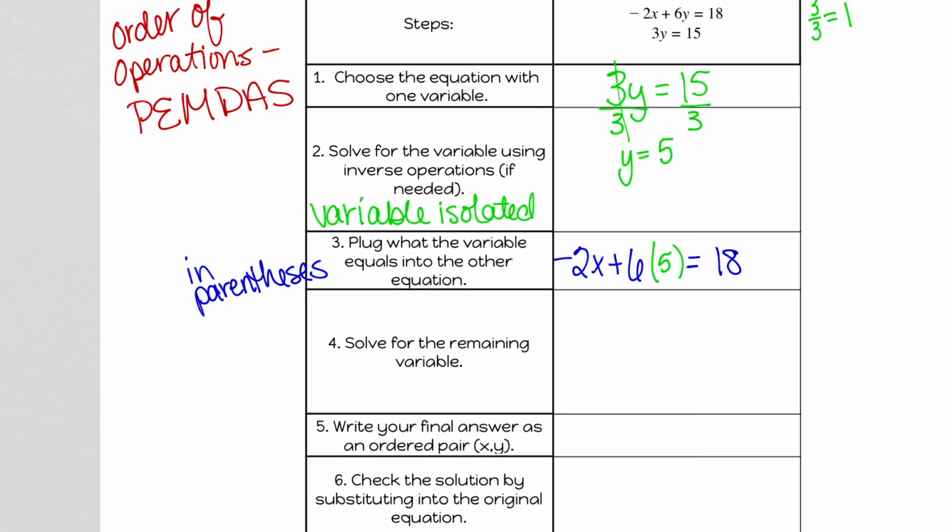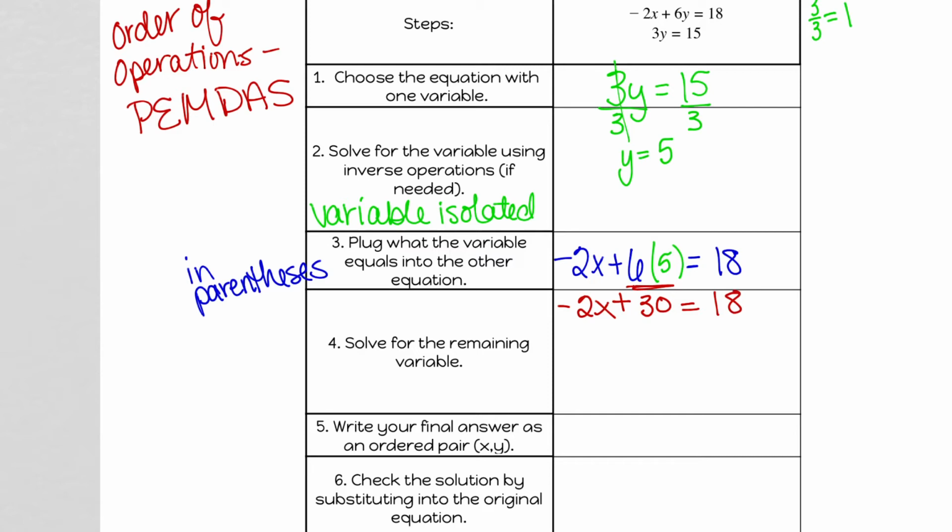So our first thing in this equation is to do 6 times 5 because multiplication. We could say this is just multiplication, or we could say this is our parentheses. Either way, that comes first. So we're going to do 6 times 5 is 30. Then we're going to drop down everything else. So negative 2x plus 30 equals 18.